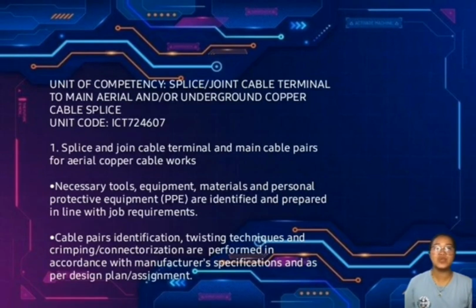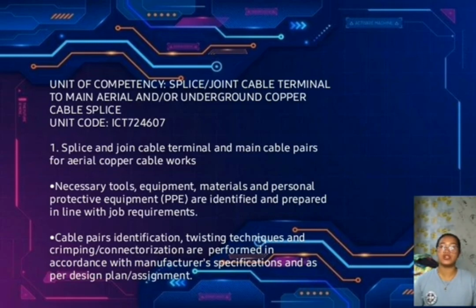So the last unit of competency: splice or joint cable terminal to main aerial and or underground copper cable splice. Unit code ICT 724607. This unit covers the outcomes required for joining or splicing cable terminal to main aerial and underground cable splicing or jointing for outside plant telephone network. It includes installing cable closure and cable supports.